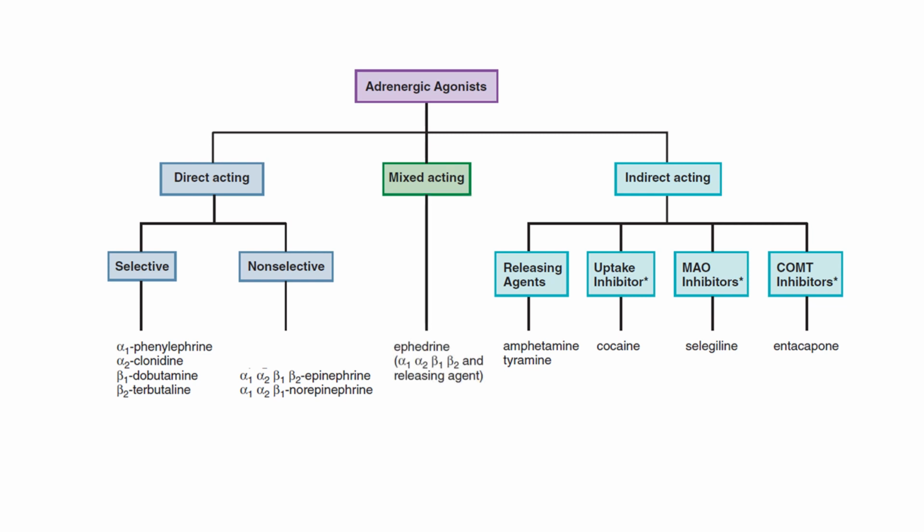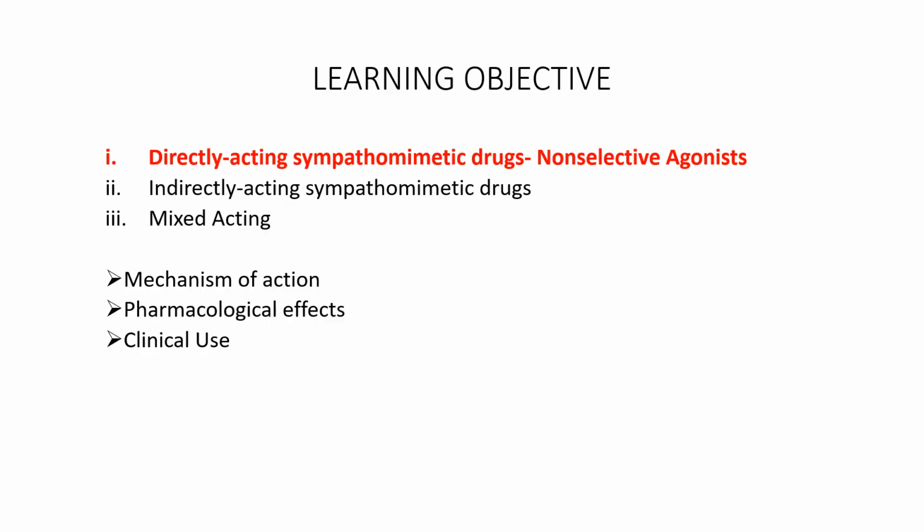Last but not least, we have the mixed-acting agonists. Some agonists have the capacity to both stimulate adrenergic receptors directly as well as to release norepinephrine from the adrenergic neurons. By the end of this lecture, you should be able to discuss the non-selective adrenergic agonists in terms of their mechanism of action, pharmacological effects, and clinical uses.